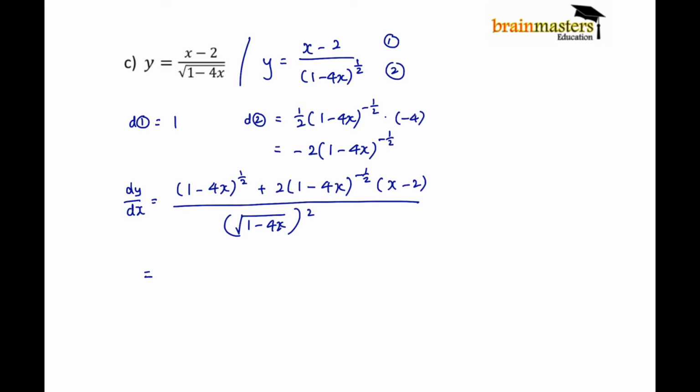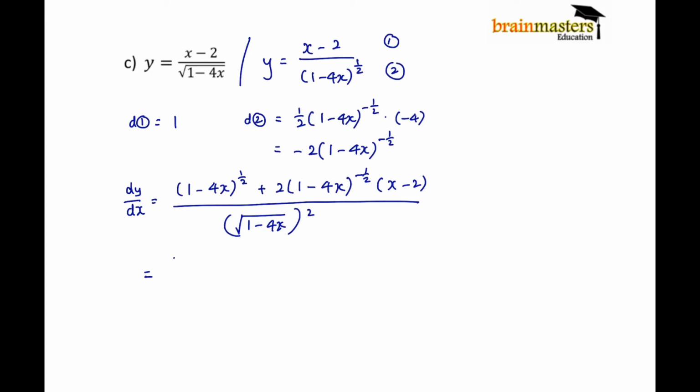So what we have is actually a common bracket, which is on the numerator, which is my 1 minus 4x. One is power half, one is power negative half. So I will be taking out the smaller one. Okay, so we need to do a little bit of factorizing here to make your final answer as simplified as possible.